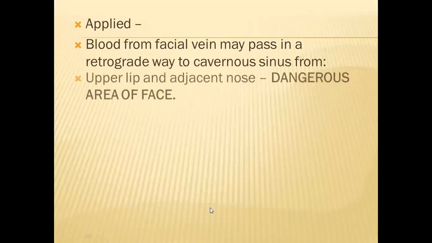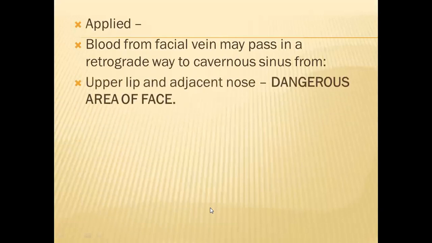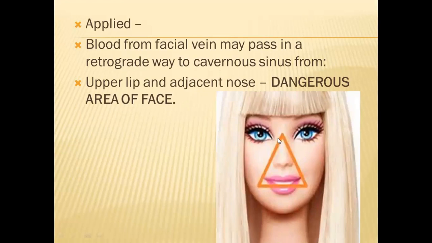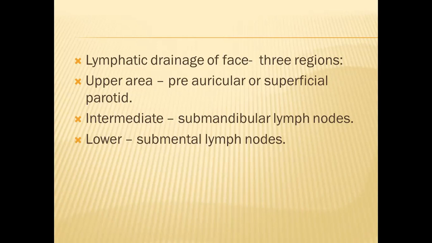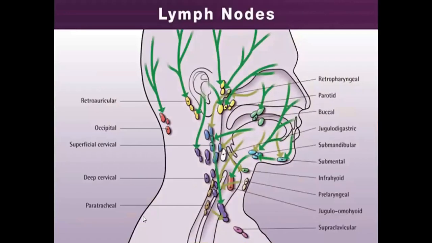The applied anatomy: blood from the facial vein may pass in a retrograde way to the cavernous sinus from the upper lip and adjacent nose. So we have to locate the dangerous area of the face. This includes the nose, the upper lip and the nostrils, and this triangle indicates the dangerous area of the face. And the lymphatic drainage of the face has three regions: upper area, intermediate area and lower area. The upper area drains into the preauricular and superficial parotid lymph nodes. The intermediate area drains into the submandibular lymph nodes and the lower area drains into the submental lymph nodes.